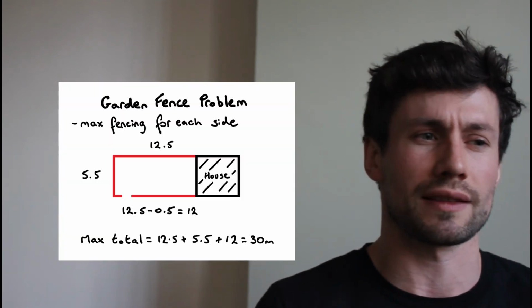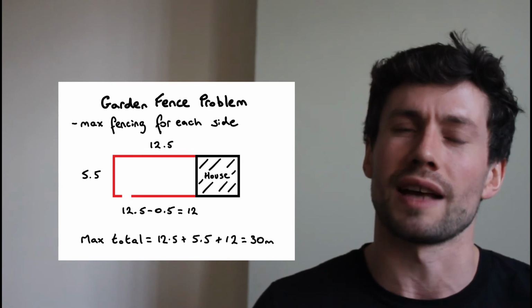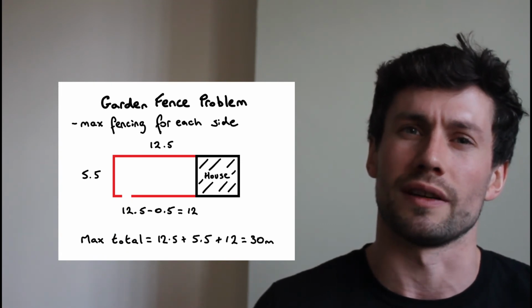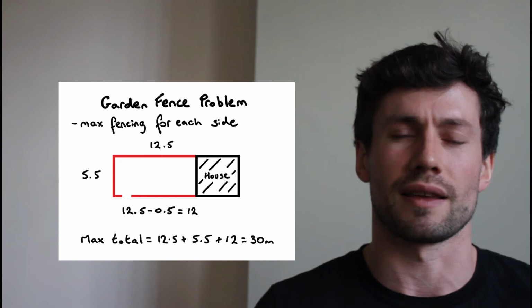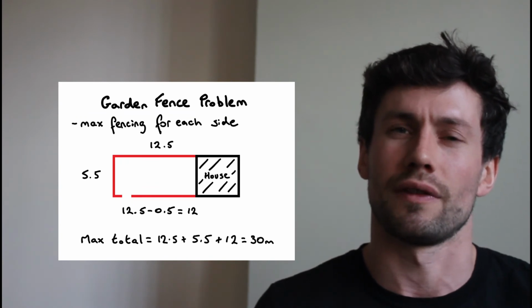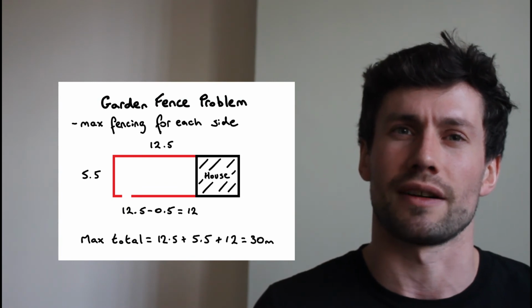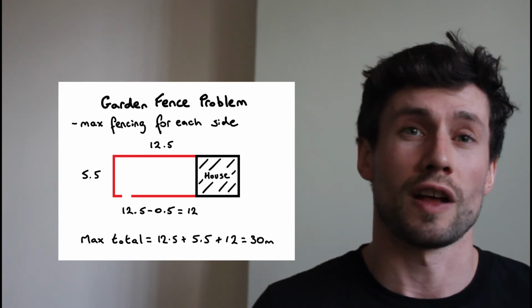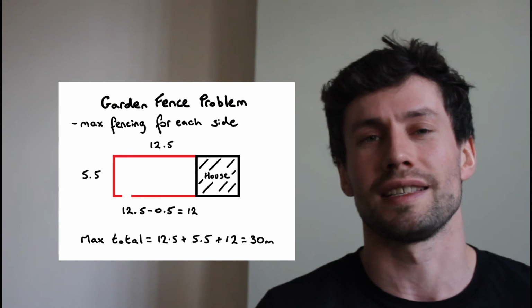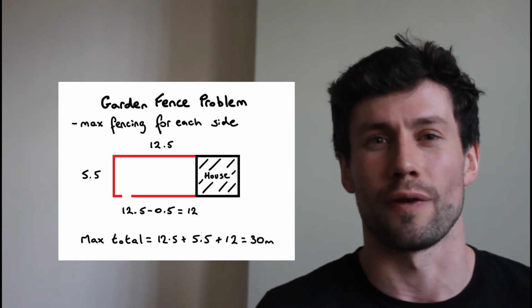We would then subtract this from the overall width of that side, which was 12.5 metres, to give us the maximum amount of fencing that might be needed for that side of the garden. We now have 3 figures that we need to add together: 5.5, 12.5 and 12. This is the maximum amount of fencing that would be needed for this garden.